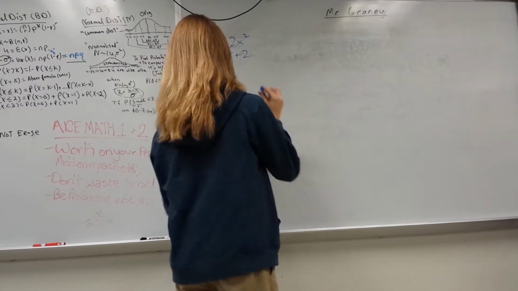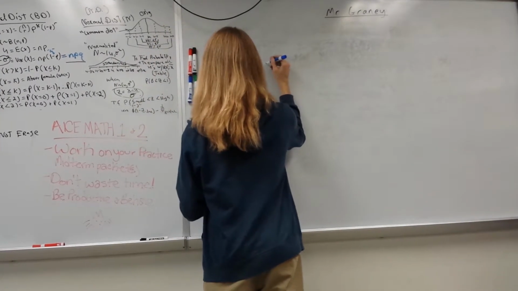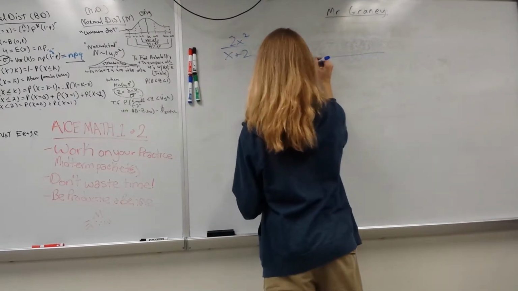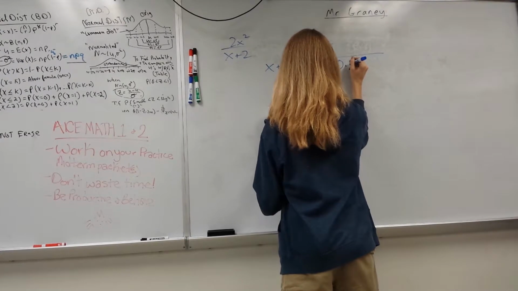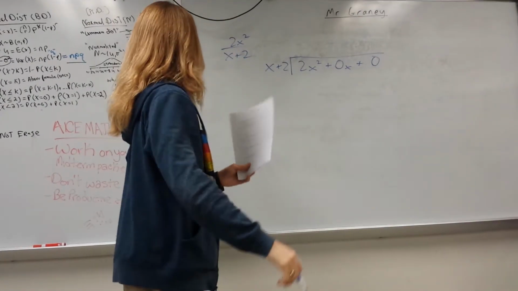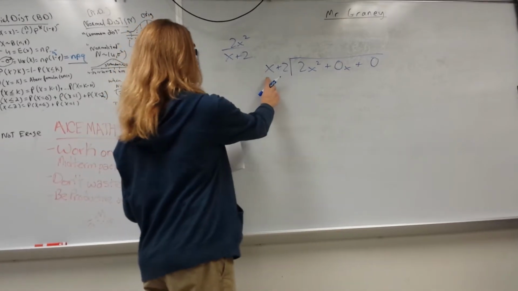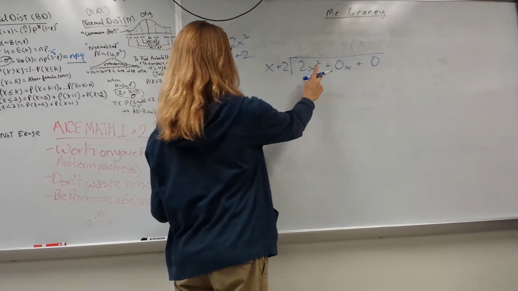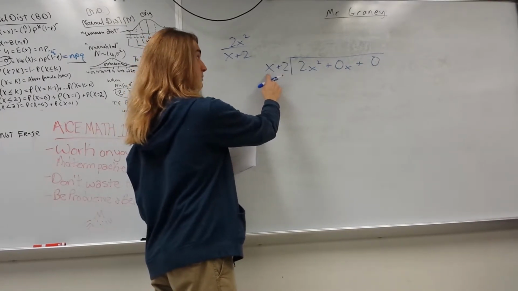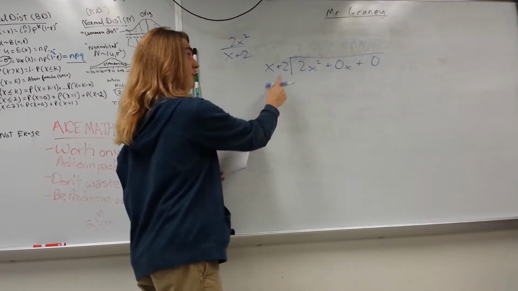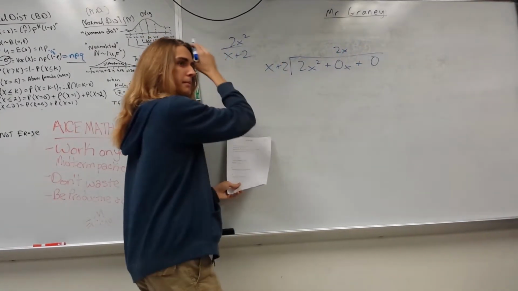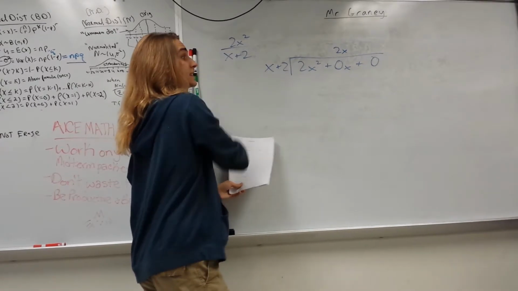Easy 2 points. Okay, so long division is x plus 2, the regular division part, 2x squared plus 0x plus 0. For long division, you want to do how many times does x go into this? Or what do you need to multiply this by to get to this, right? So it's 2x. Everyone good? That's how you do it?